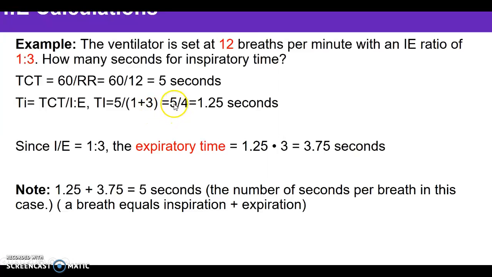of the breath. And if we take our total breath, 5 seconds, divide it by those 4 chunks, each chunk is going to be worth 1.25 seconds. And so our ratio of 1 to 3, we know that the I time then is 1.25. And if we take 3 of those, we know the E time is going to be 3.75. So it's pretty straightforward.